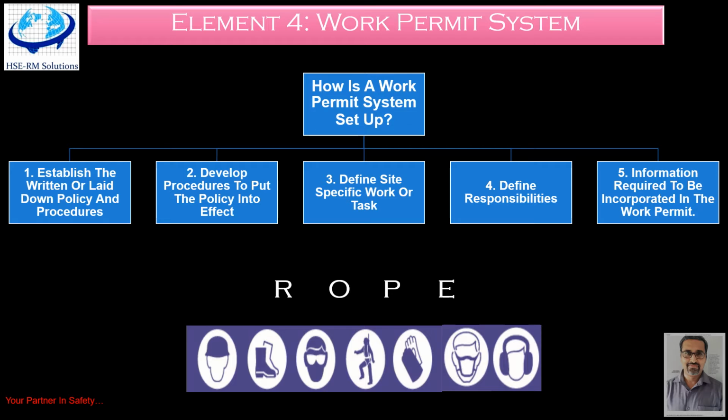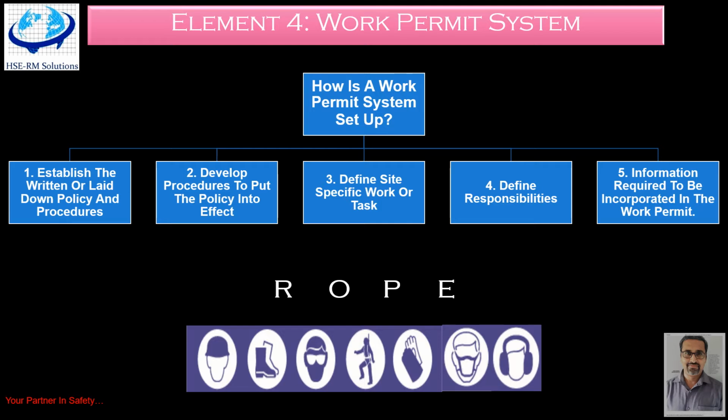We'll be discussing these 5 points: how a work permit system is set up, establishing a written and laid down policy and procedure, developing procedures to put the policy into effect, defining the site specific work or task, and defining responsibility and the information required to incorporate in a work permit system. I do understand this video can run to extended length, because this is actually a 1 full day training on the work permit system. But now I'm going to give you the crux of it, and summarize it.